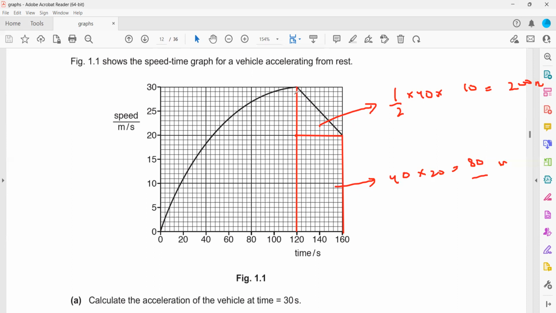because it is starting from 20 and ending at 30. So that's a triangle, half base into height. Which is 200, and then, sorry, this is not 80, it's 800, because I thought it was 2. It is 800. So the total will be 800 plus 200, which is equal to 1000. So the total distance traveled is 1000 meters.